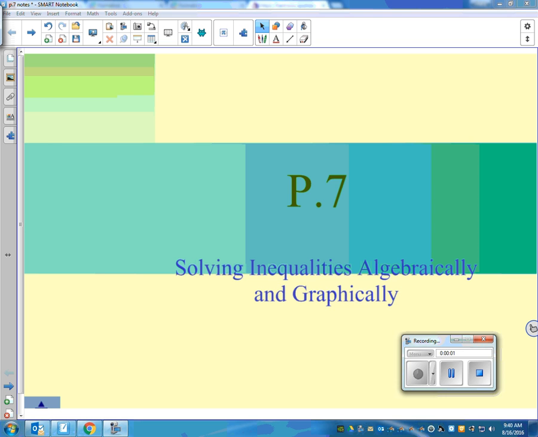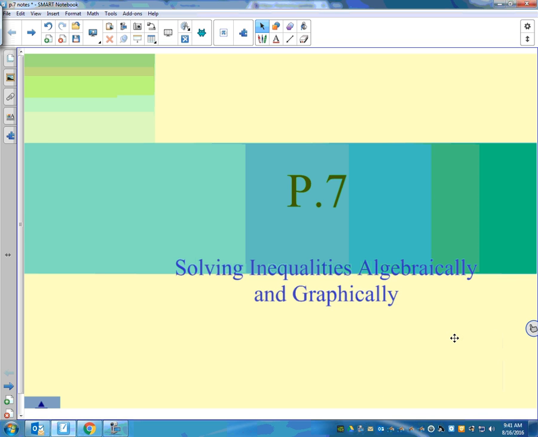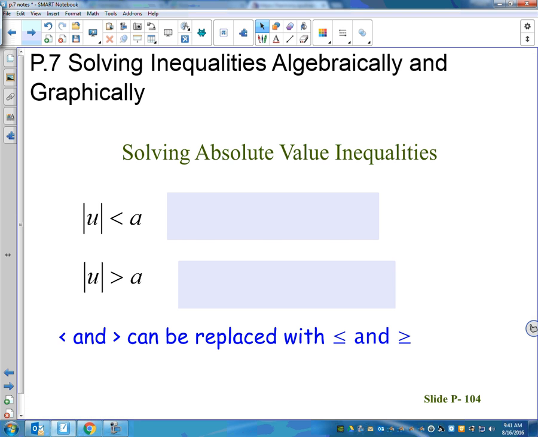I'm going to give you the more difficult ones, which are absolute value and quadratic, because it is precalculus, right? You like difficult things.